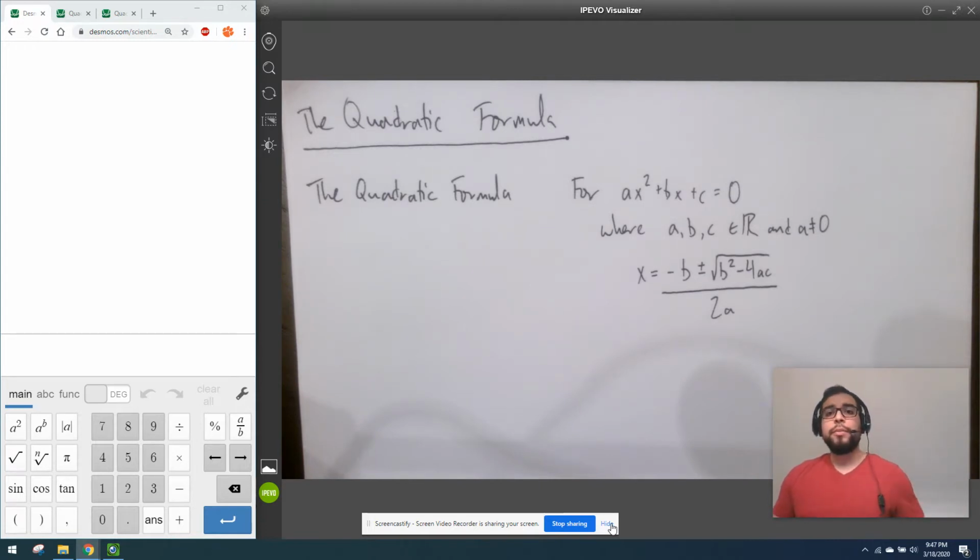So the quadratic formula: for any quadratic ax squared plus bx plus c is equal to 0, where a, b, and c are in the set of real numbers and a is not equal to 0, the following are solutions to this quadratic. x is equal to negative b plus or minus the square root of b squared minus 4ac, all over 2a. So this is the quadratic formula, like I mentioned.